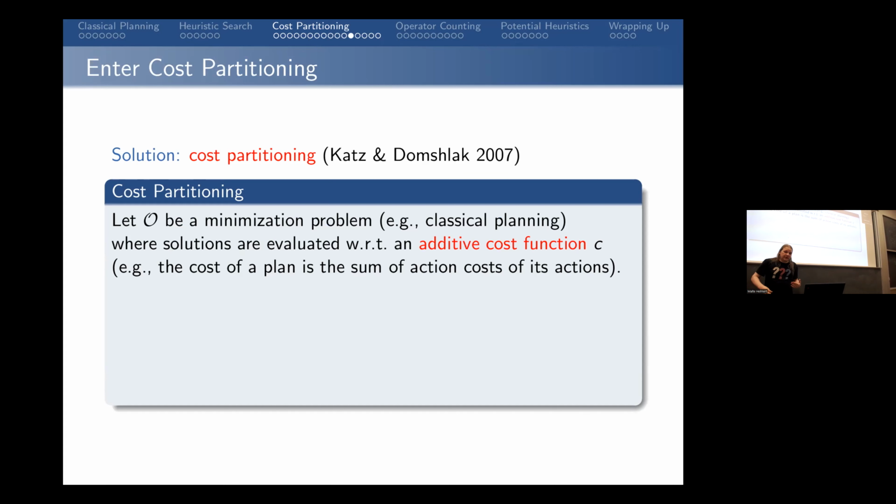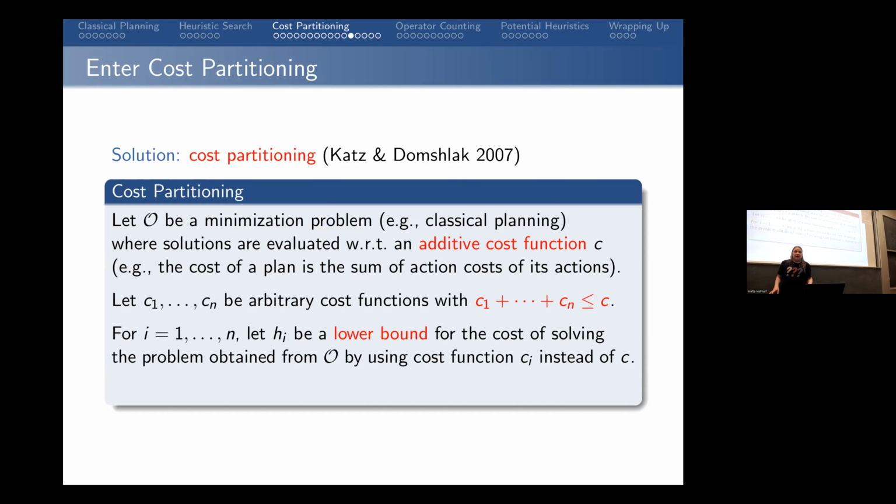Then what I can always do is split up my cost function, so I can come up with n new cost functions, such that, if I add them all together, I'm not using more cost than I actually have. So C1 plus C2 plus ... plus Cn is less or equal to C. So if I do that, then I can independently compute lower bounds for n copies of the problem, where the ith copy uses the ith cost function. So in the simplest case, for example, I do what is called a 0-1 cost partitioning with 2 components.